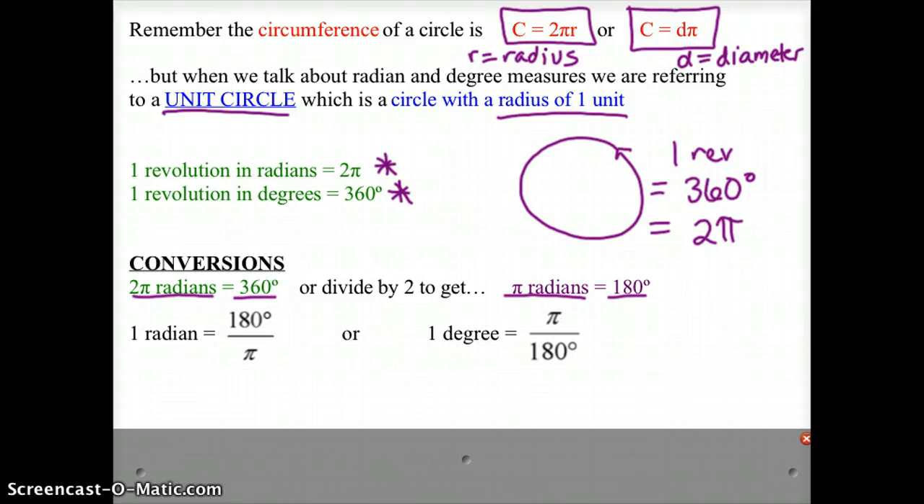My conversion factors, then, if I want to convert from radians to degrees or degrees to radians: I can convert radians to degrees by using 180 over pi. I can convert degrees to radians by using pi over 180. And that brings us to our next example.